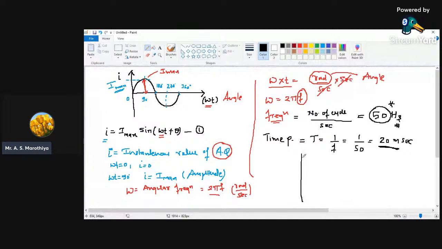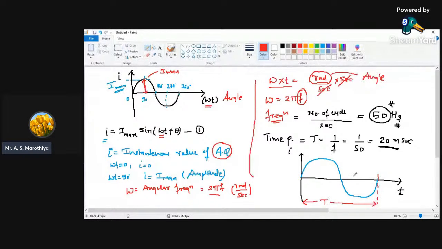if you have an alternating quantity, and suppose you take t on the x-axis and any alternating quantity on the y-axis, and you represent the graph like this, something like a sine curve, I told you that the time period for an alternating quantity is this much. That means the time taken by that quantity to complete 1 cycle. So this is going to be your time period.